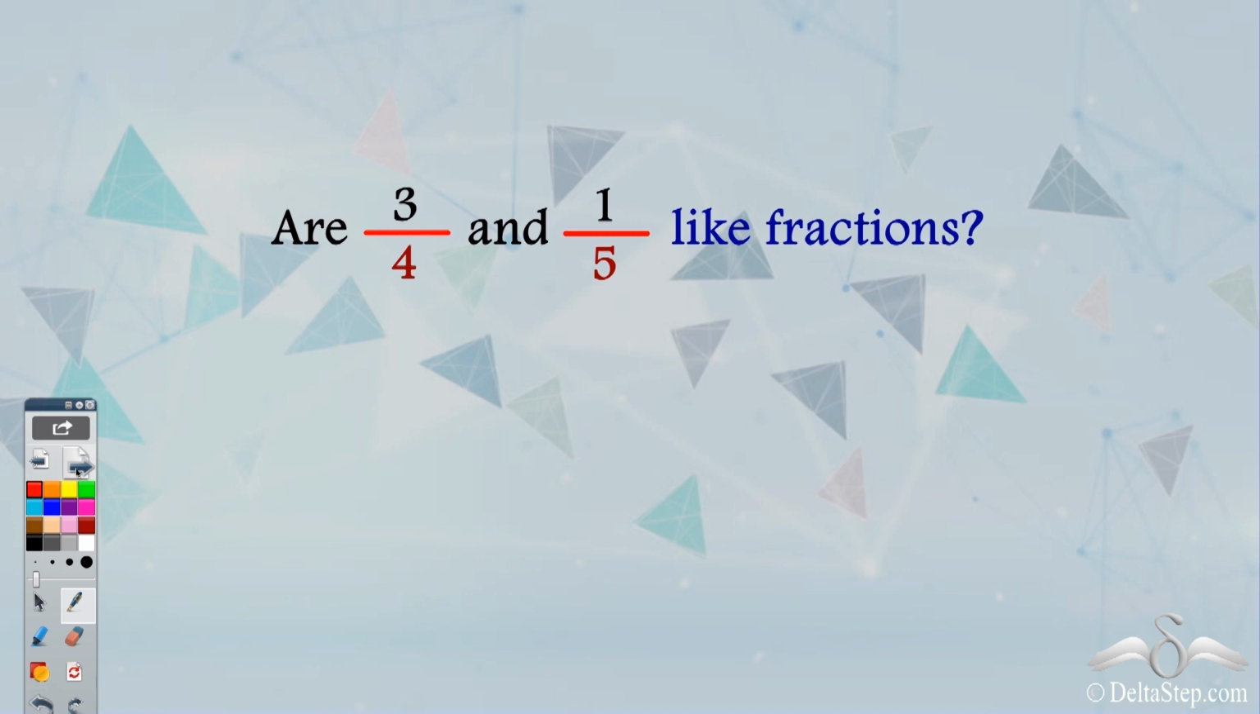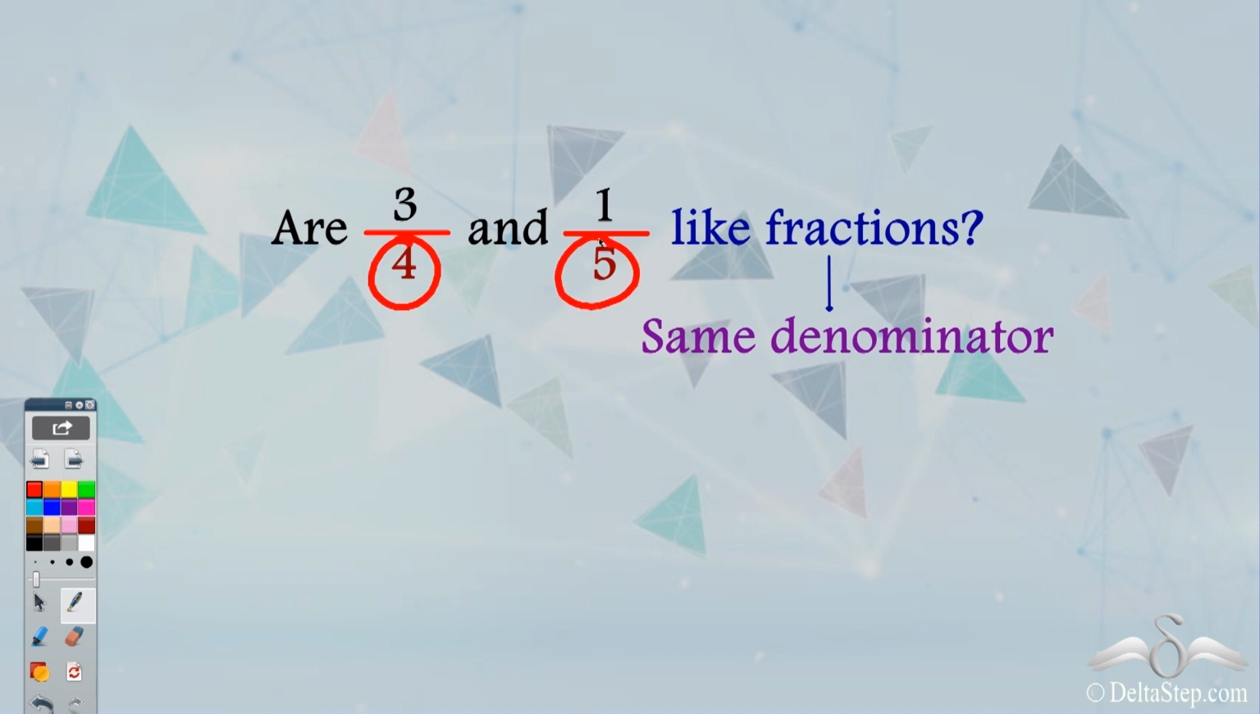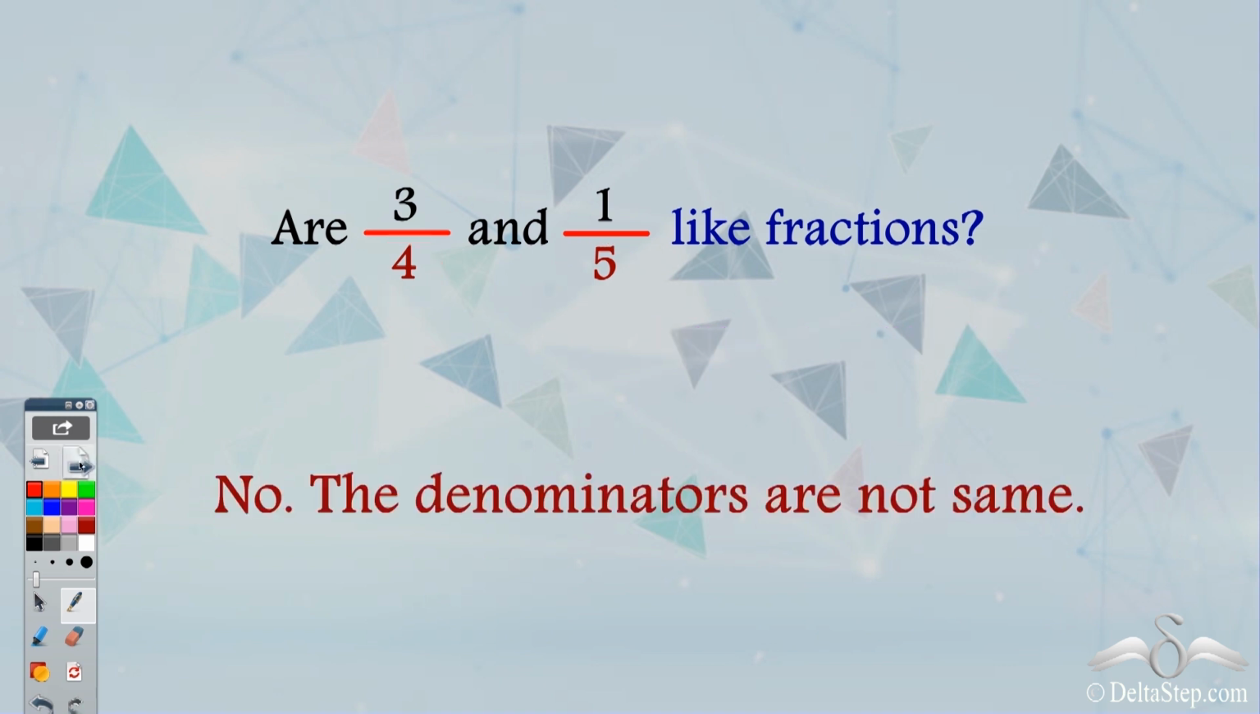So are 3 by 4 and 1 by 5 like fractions? What are like fractions? Like fractions are the fractions which have the same denominators. But as we can clearly see, these have different denominators, 4 and 5. So they are not like fractions because the denominators are not the same. And we know that we cannot add unlike fractions. So we need to find a way to add unlike fractions.